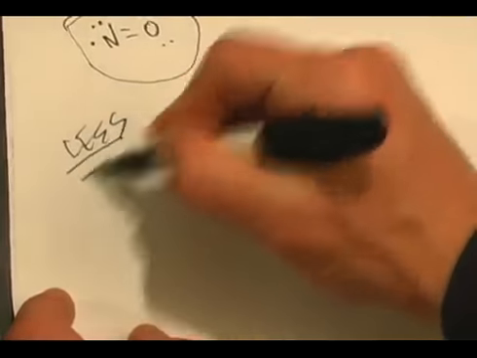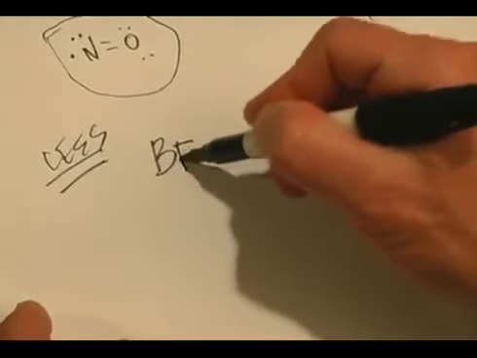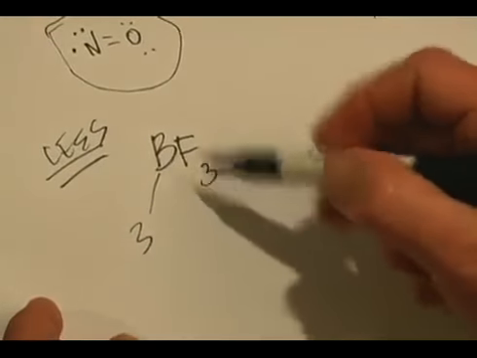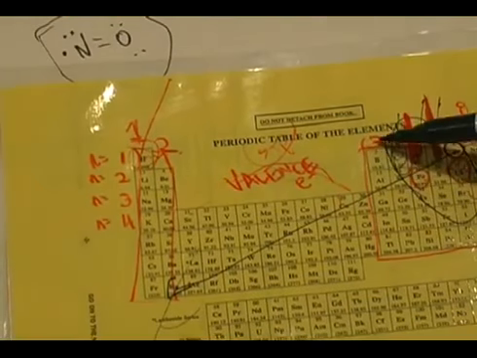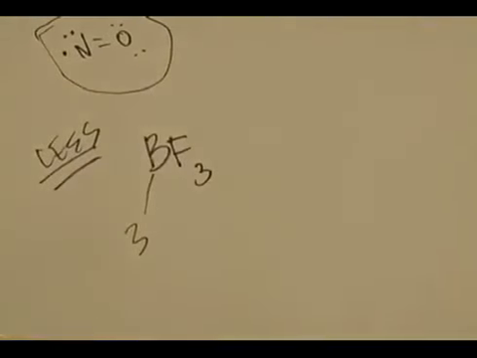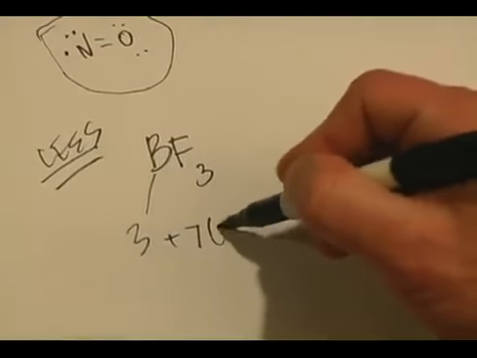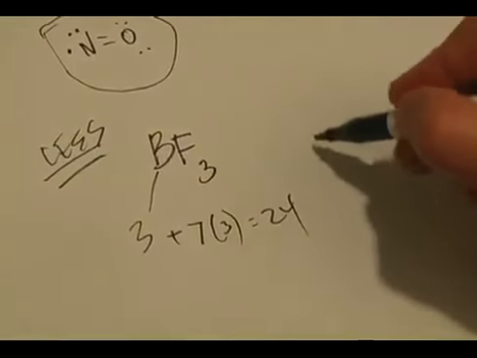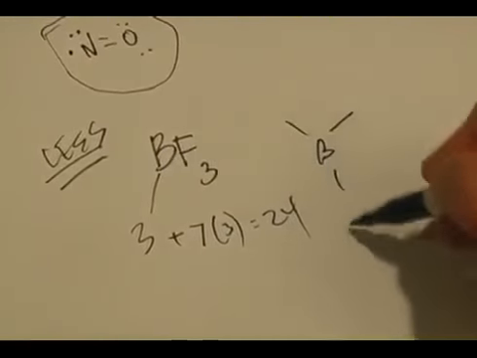Let's look at less than an octet. Let's look at this molecule example, BF3. Boron has 3 valence electrons. If I look on the periodic table, boron is located right here, 3. And then fluorine is located in group 17, so it has 7 valence electrons. 3 plus 7 times 3, so 21 plus 3 is 24. 24 valence electrons. Let's put boron in the middle and bond the fluorines around it.